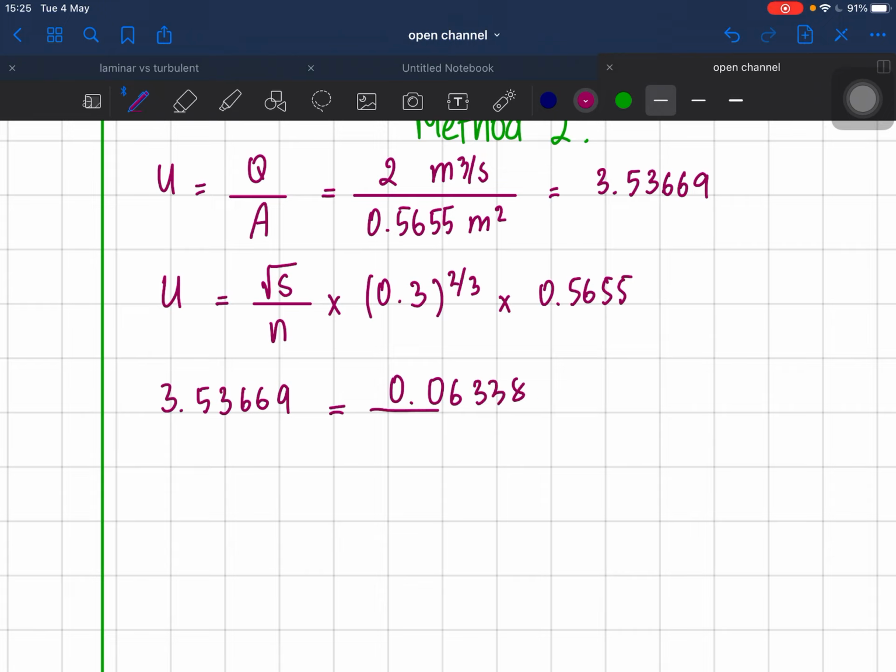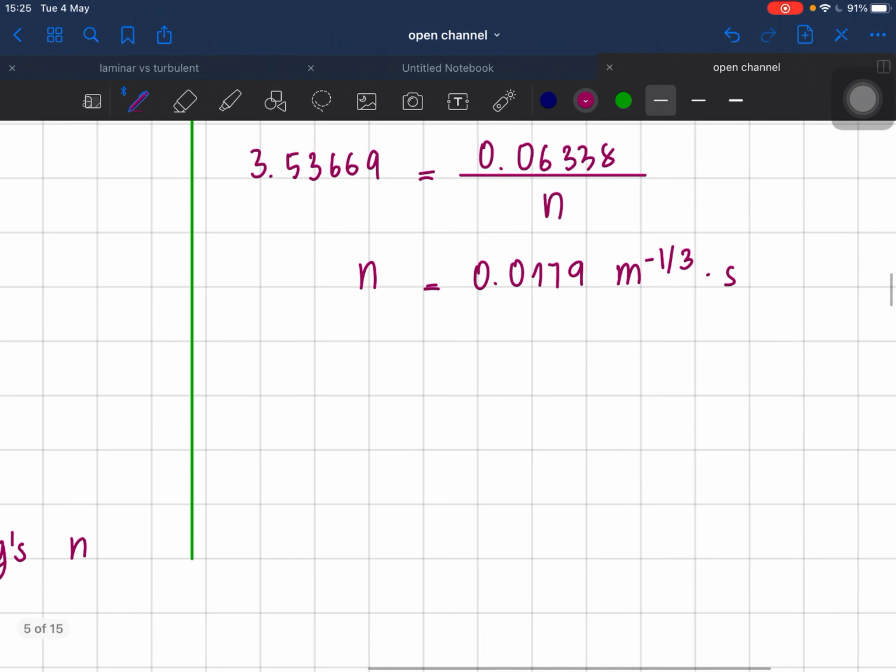0.6338 over n equals 0.0117179 meter to the power of 1/3. Okay, I don't want to call the units again. The units are so confusing.